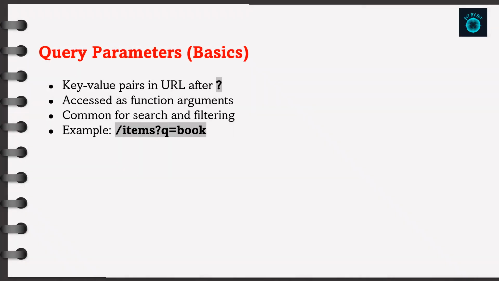Query parameters, basics. Query parameters are values added to the URL after a question mark. They are written as key equals value. For example, /items?q=book. In FastAPI, you simply declare a function parameter, and FastAPI matches it to the query parameter automatically. This makes query parameters very useful for searching, filtering, and customizing results.